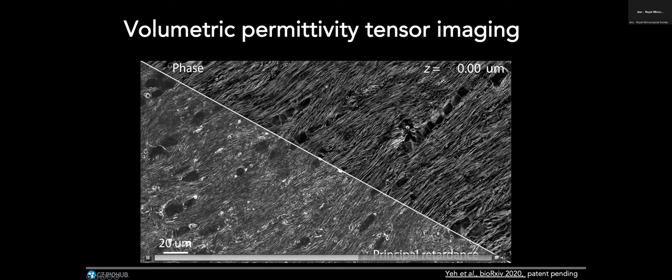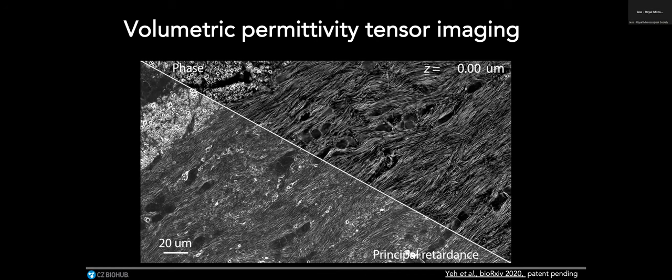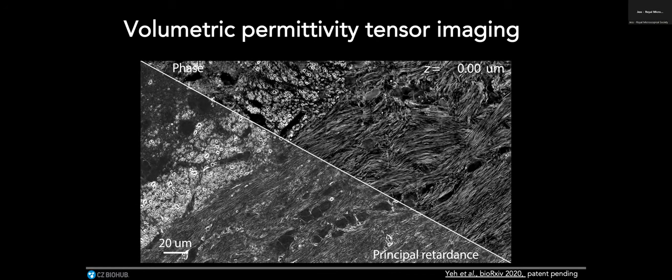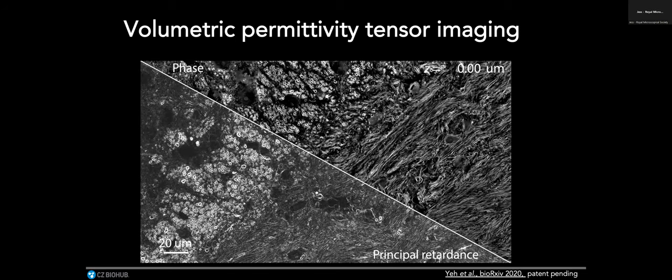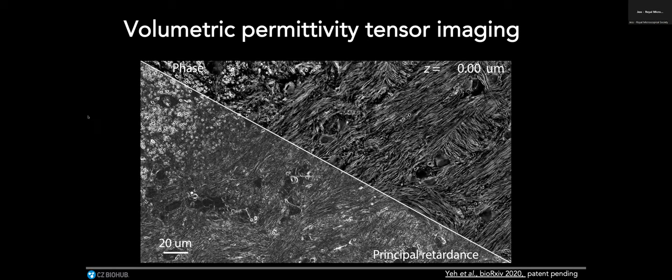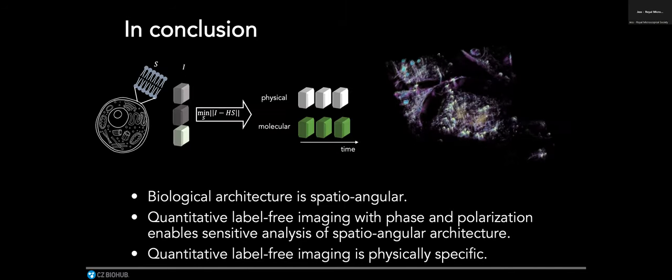And you can appreciate from this data the spatial resolution that we have, not just in XY, but also in depth. So it is possible with label-free imaging to get confocal-like sectioning and get 3D data, 3D measurements. This concludes what I wanted to share today.